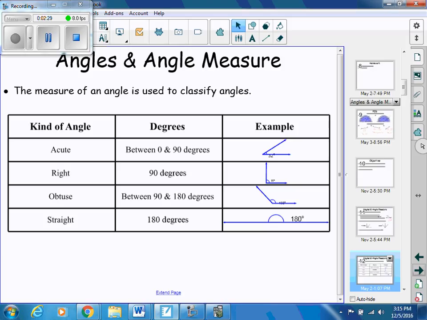An obtuse angle is between 90 and 180 degrees. And a straight angle is exactly 180 degrees. The reason it's called a straight angle is because it is a line. A line is a straight angle, so the measure of a line is 180 degrees. If you need to pause the video and take a look at those, you can do that. Otherwise, we are going to move on to the next slide.